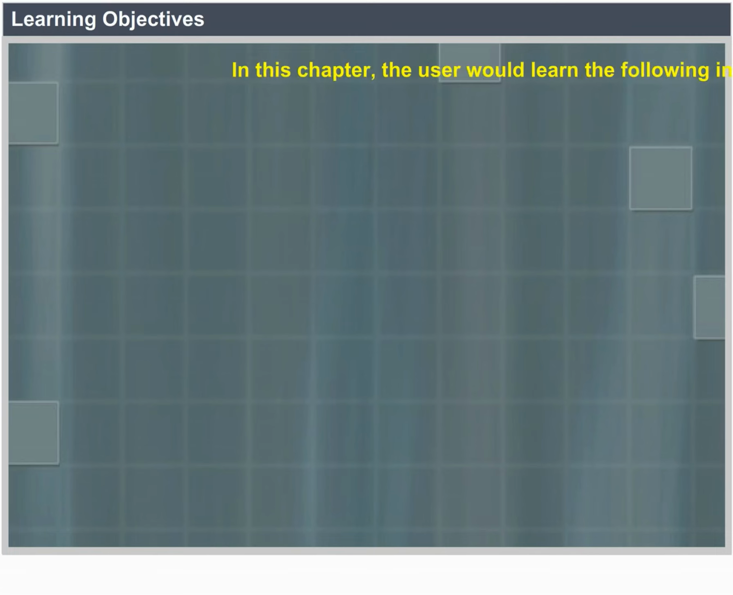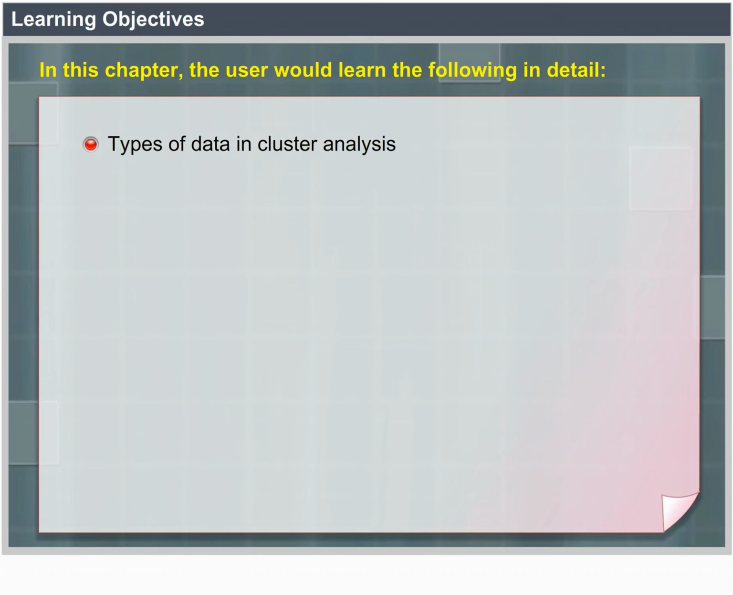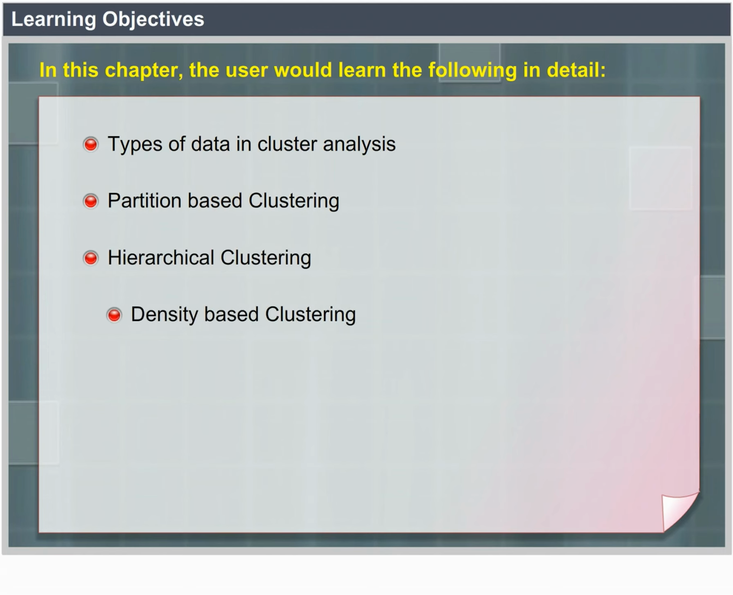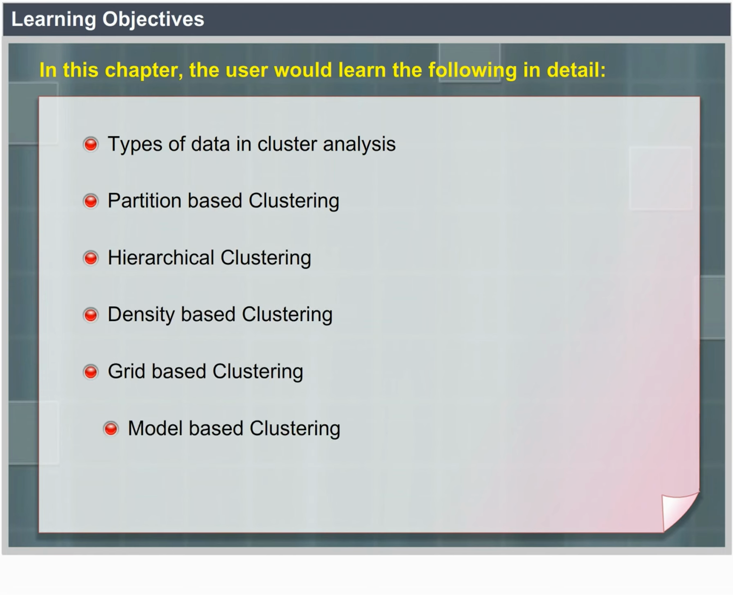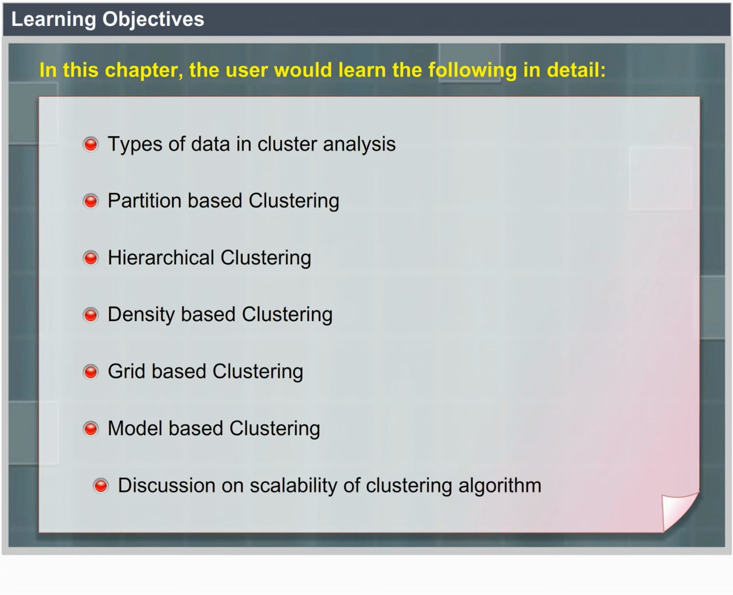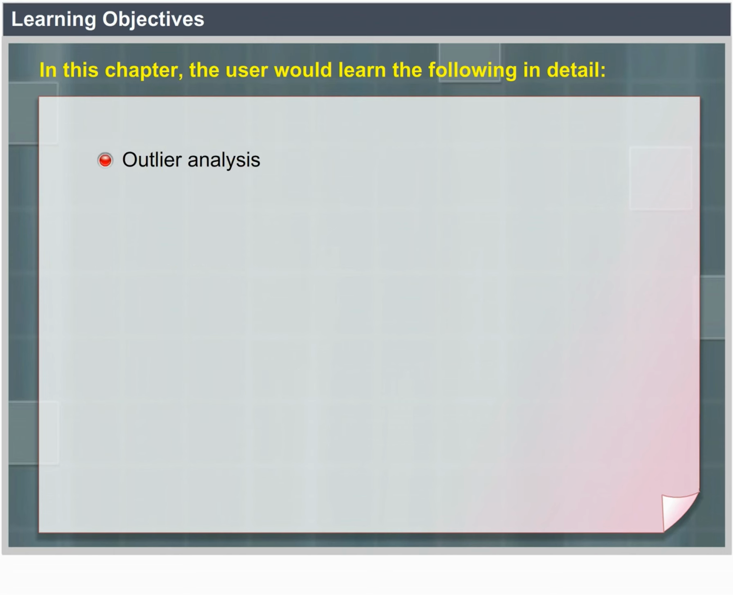Learning objectives. In this chapter, the user will learn the following in detail: types of data and cluster analysis, partition-based clustering, hierarchical clustering, density-based clustering, grid-based clustering, model-based clustering, discussion on scalability of clustering algorithm, outlier analysis, parallel approach to clustering.